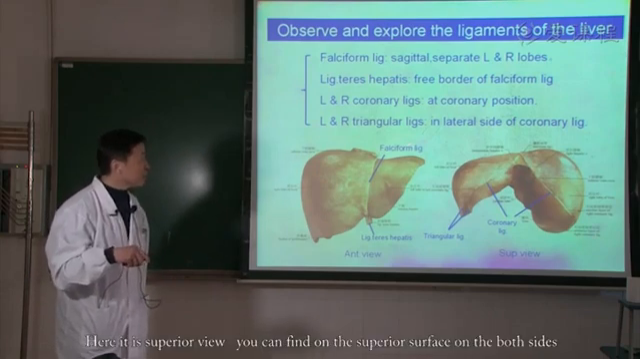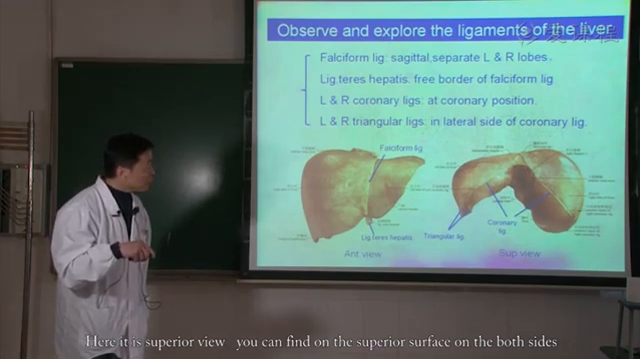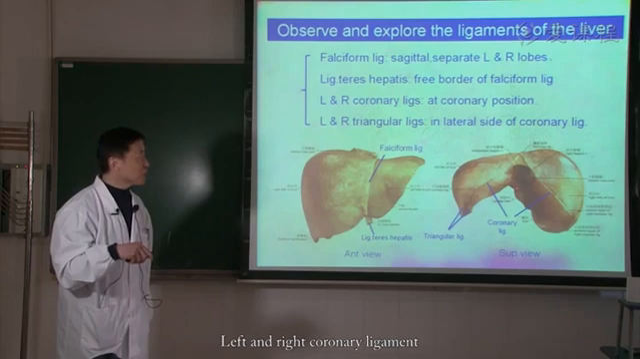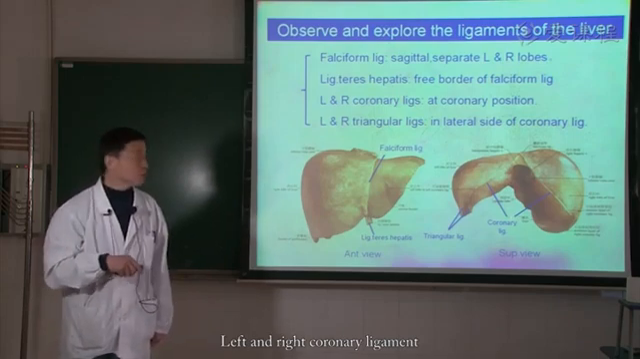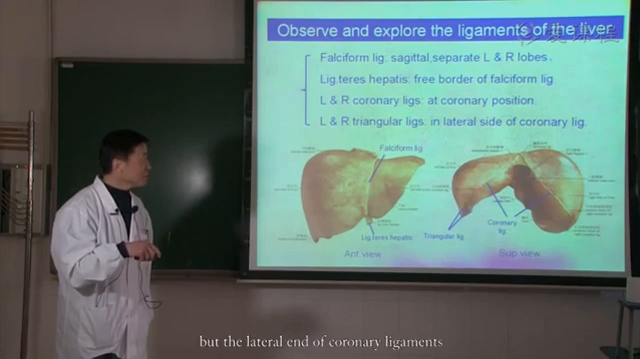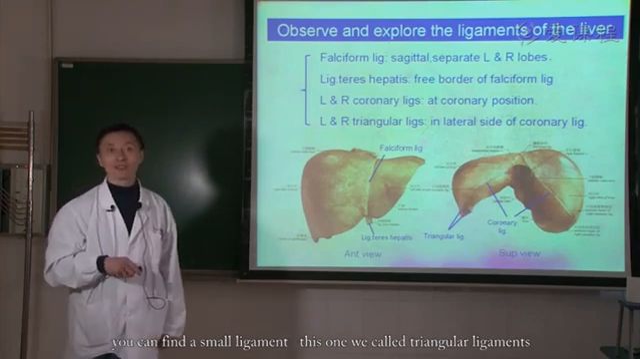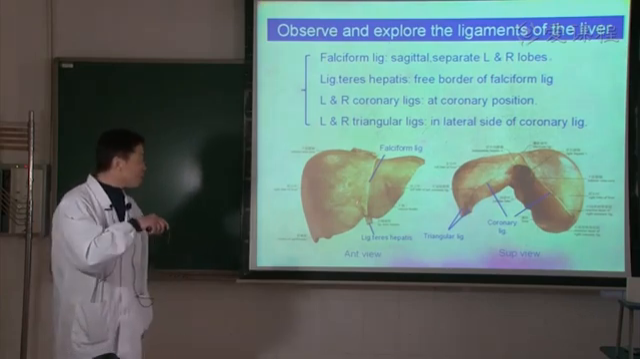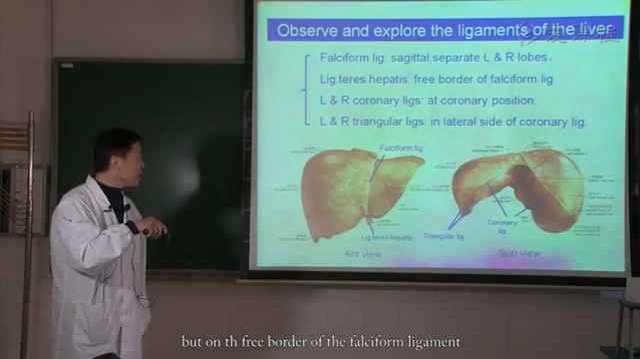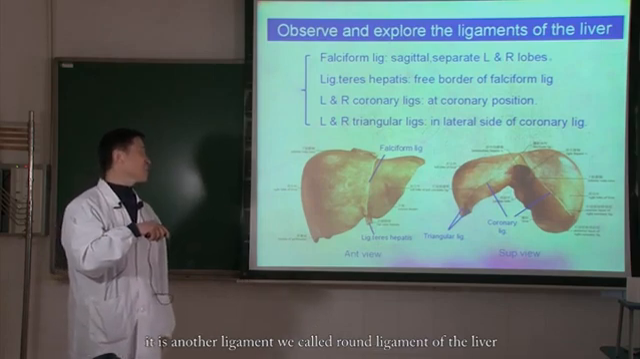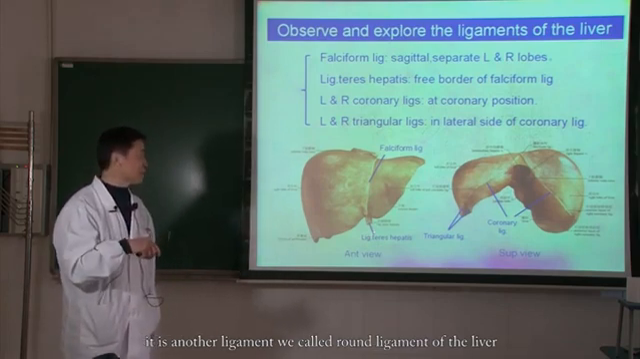Here is a superior view. You can find on the superior surface, on both sides, another two ligaments. We call them the left and right coronary ligaments. On the lateral end of the coronary ligament, you will find a small one. This one we call the triangular ligament. On the free border of the falciform ligament is another ligament we call the round ligament of the liver.